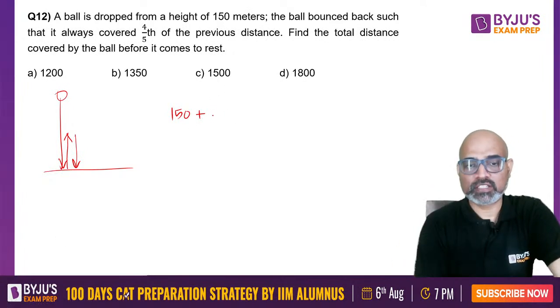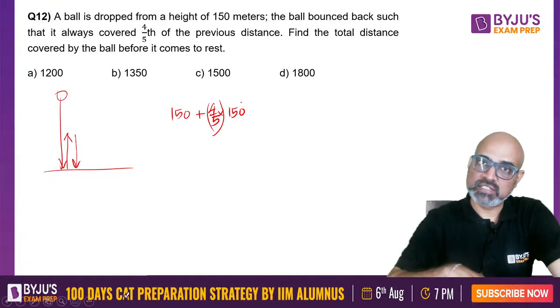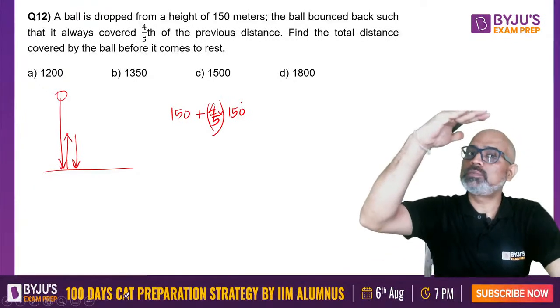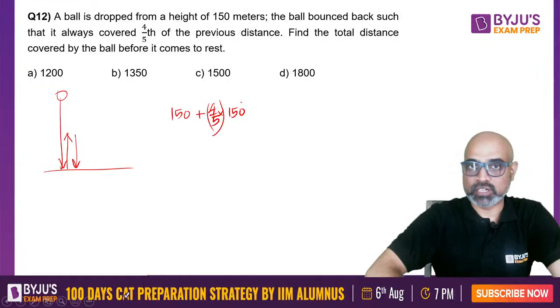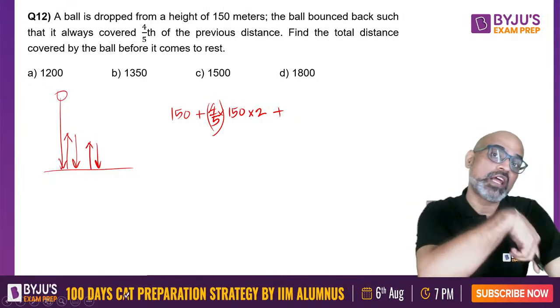On the way back up, it covers 4/5 of the previous value, which is 4/5 of 150, and then it will come back the same distance, right? Whatever distance it jumps up, the same distance it has to come back to the ground, right? So this one will become double. What about the next one now? Next one, again it is going to jump 4/5 of the last distance covered.